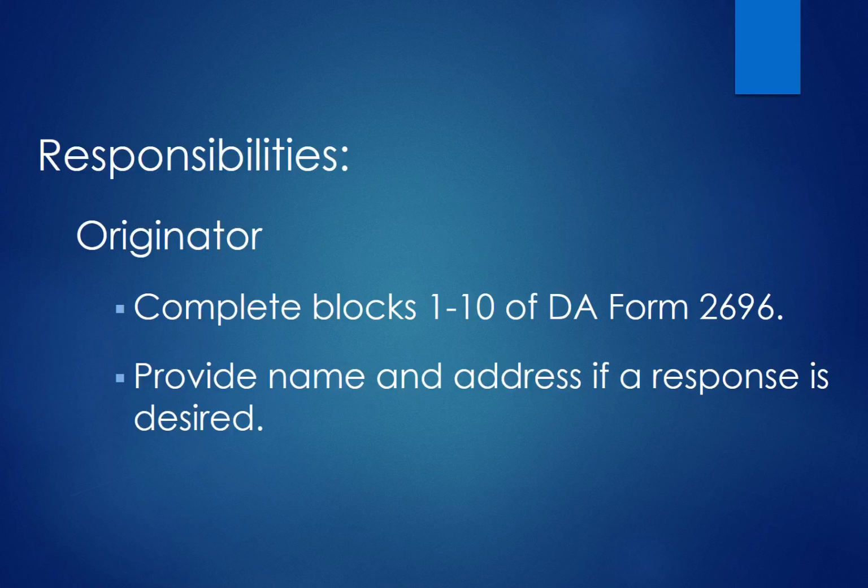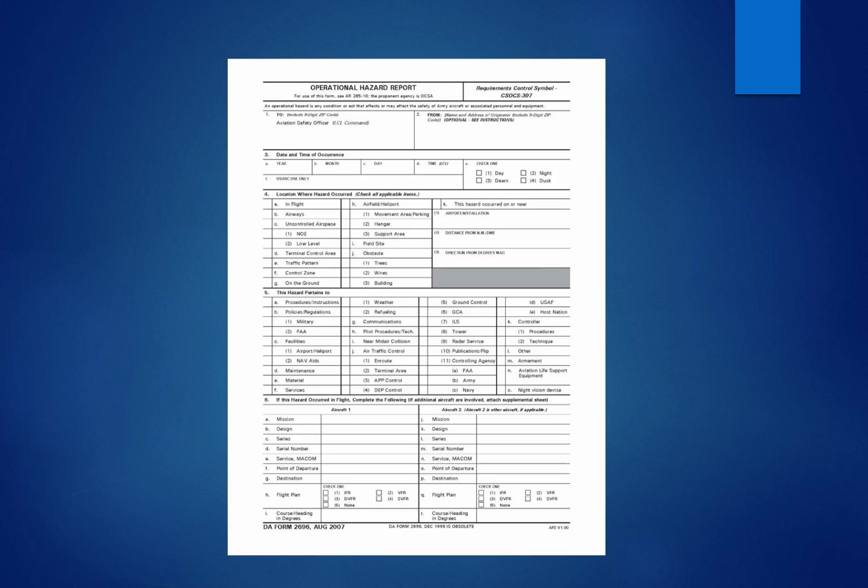Responsibilities of the originator are to complete blocks 1 through 10 of DA Form 2696 and provide name and address if a response is desired. Here's the Operational Hazard Report, DA Form 2696. The originator needs to fill out blocks 1 through 10, as previously discussed. So let's look at blocks 1 through 10.